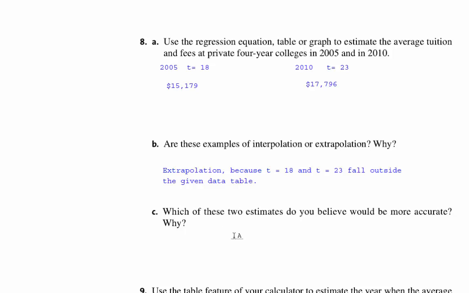Part C, it says, which of these two estimates do you believe to be more accurate? Interpolation is always more accurate than extrapolation, okay? So the closer you are to your given data, the more accurate your answer will be. So out of all the estimates, I would think that the estimate for t equals 6 is most accurate. And if I had to choose between t equals 18 and t equals 23, again, the 18 is closer to my given data, so I would say the t equals 18, or the estimate for 2005, would be more accurate. So here's my answer.